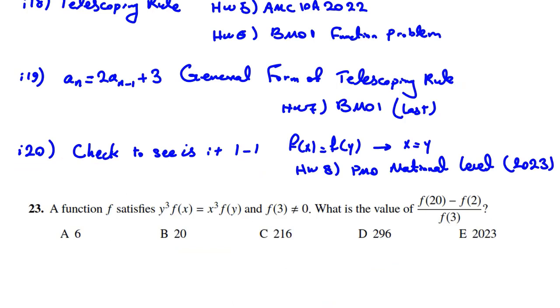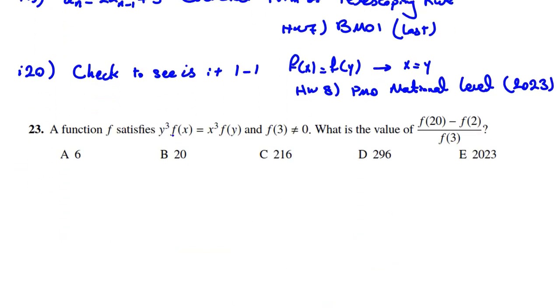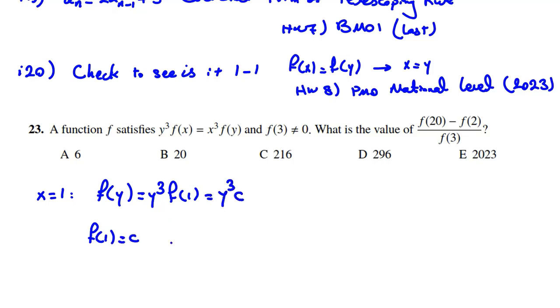Okay, let's work on this here. A function f satisfies this. One good thing is that you can, for example, replace x with 1. We don't check x and y equals 1, we check x equals 1, which is still complicated. We can consider both of them 1. So x is 1, f of y equals y cubed f of 1. Here we can consider f of 1 equals c, a constant. So it is y cubed c, and c is not 0.